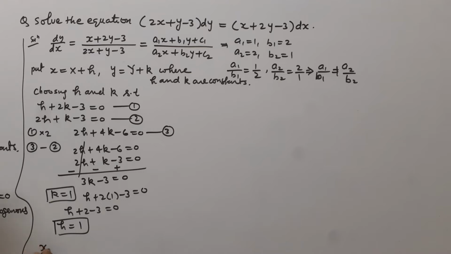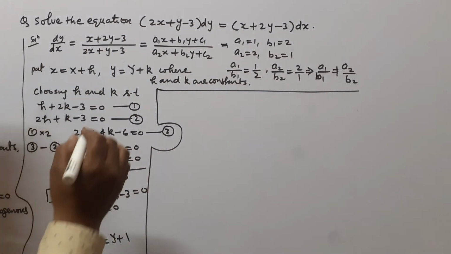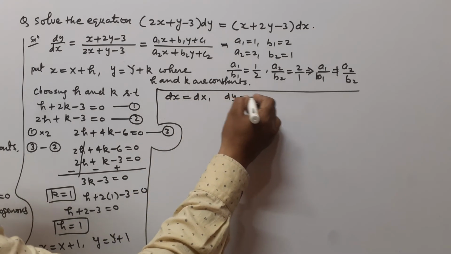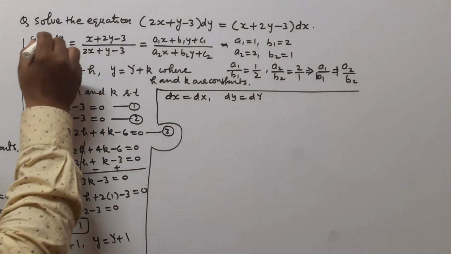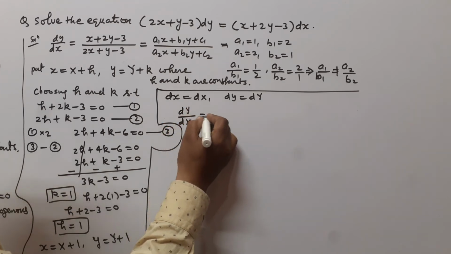Now we can see here small x is equal to capital X plus 1 and small y is equal to capital Y plus 1. So we can see here d small x is equal to d capital X and d small y is equal to d capital Y. We differentiate small x with respect to capital X and small y with respect to capital Y. So differentiation of 1 is 0 because it is constant. So we can write d small y upon d small x is d capital Y upon d capital X.